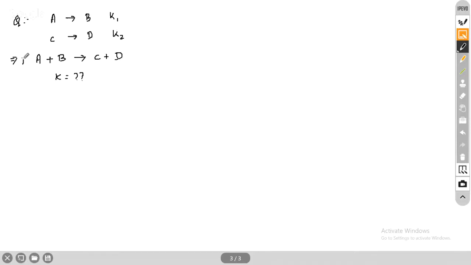First question is this. Second question is A plus C gives B plus D. What is the value of K in terms of K1 and K2? Tell me the value.